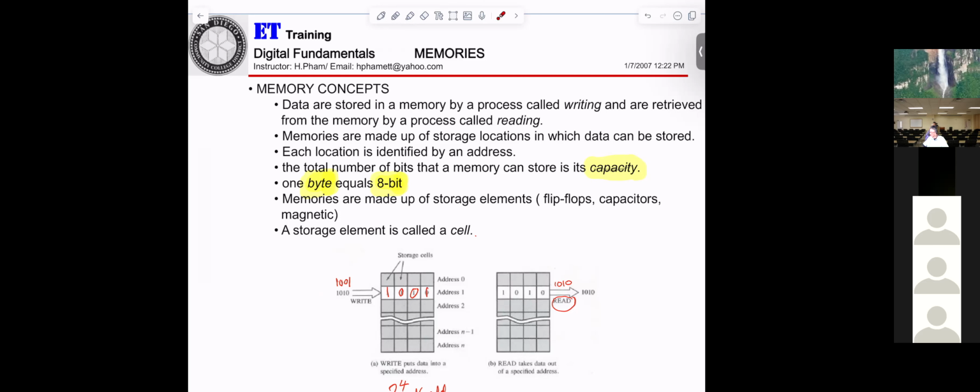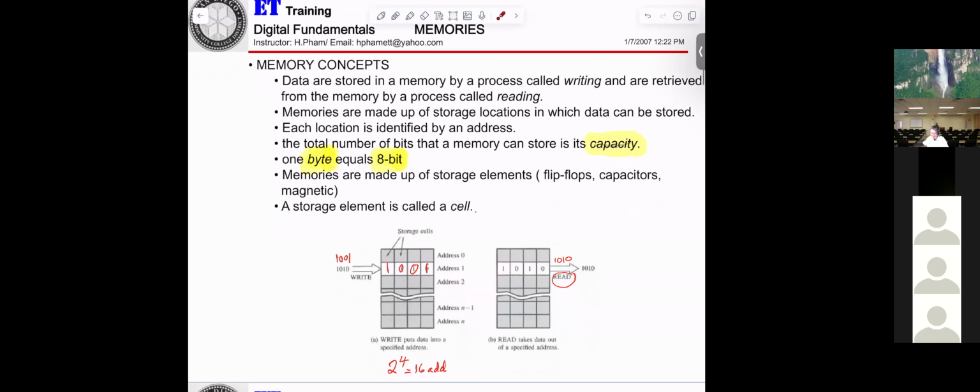Or they can use a capacitor to be memory. And you understand capacitor. When they charge to full charge, 5 volt, logic 1. They discharge to 0, then it will be logic 0. Okay, that's the only thing we need to talk about. A storage element equals a cell.